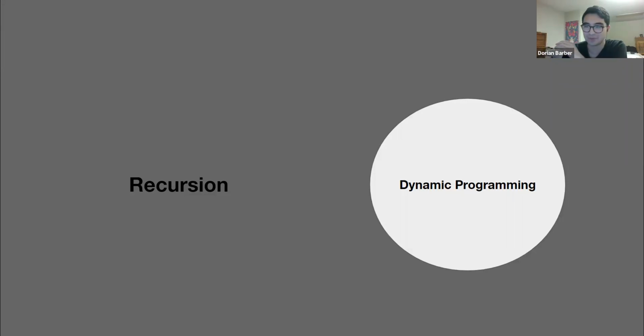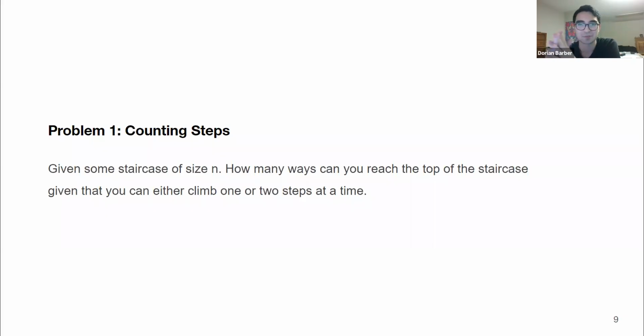So with that, I guess we'll go into our first practice problem, which will be counting steps, right? Given some staircase of size n, how many ways can you reach the top of the staircase, given that you can either climb 1 or 2 steps at a time, right?